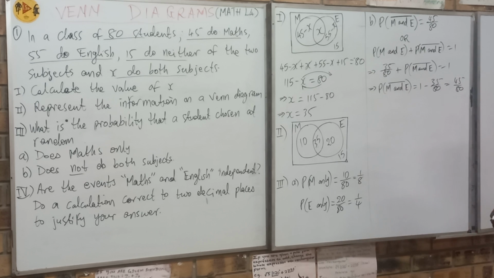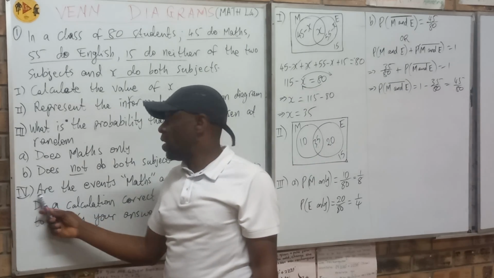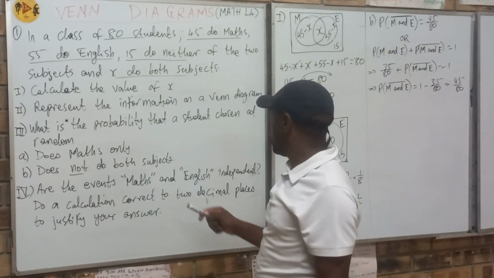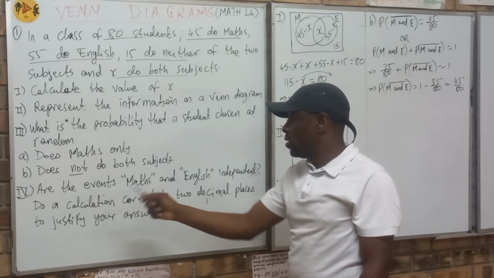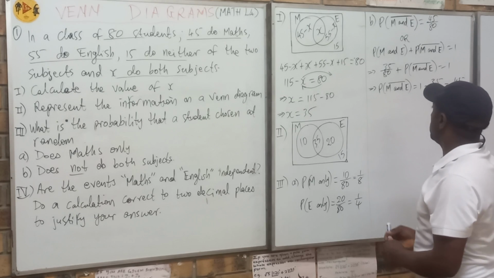So that can be another option of doing that. Then finally, we want to do Roman 4. It says, are the events, mathematics and English, independent? Do a calculation correct to 2 decimal places to justify your answer.